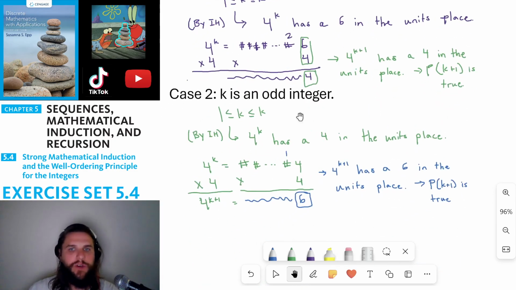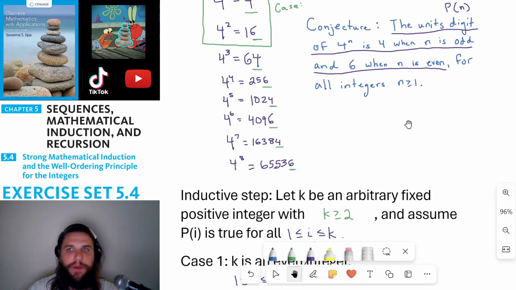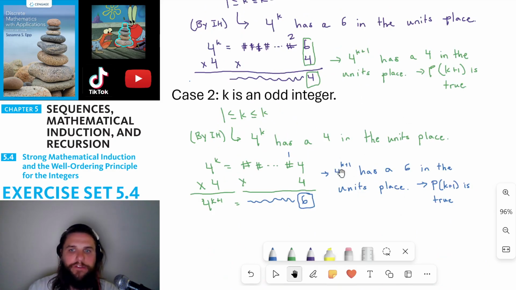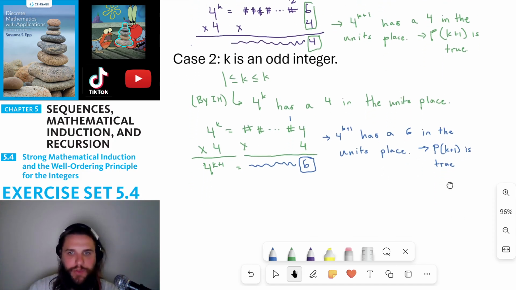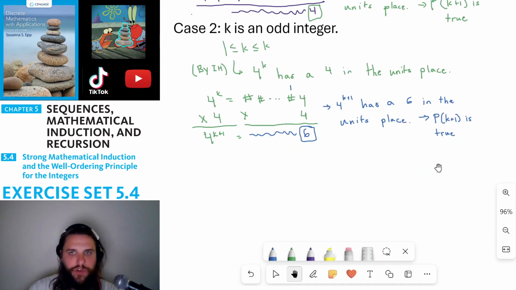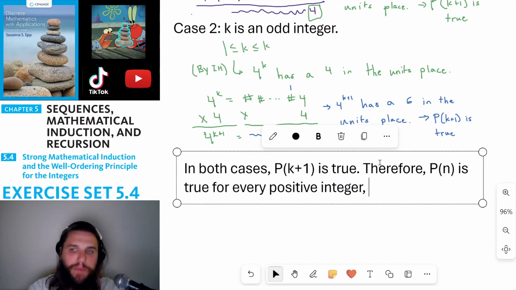But in case 2, k is an odd integer, which means that k plus 1 is an even integer. And the conjecture says at the top here that when n is even, the units digit is a 6. And that's what we showed, that 4 to the k plus 1 has a 6 in the units place, which means P of k plus 1 is true. In either case, P of k plus 1 is true. And so therefore, P of n is true for every positive integer by strong mathematical induction.